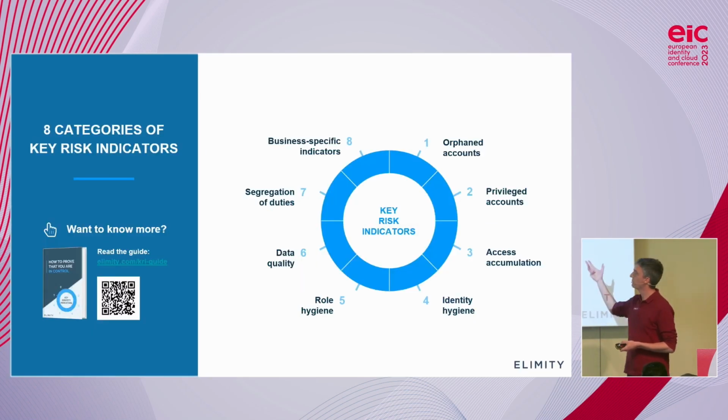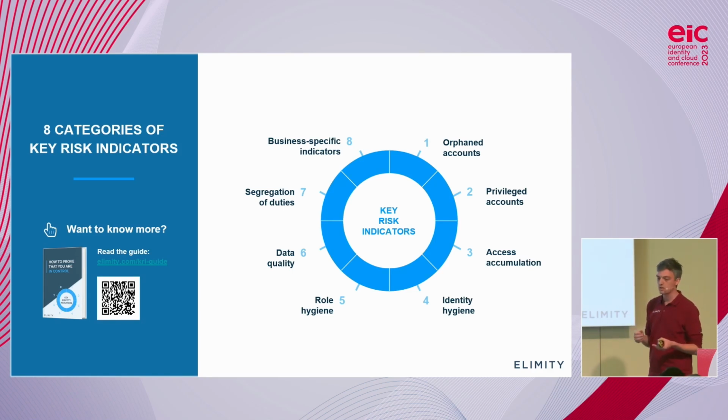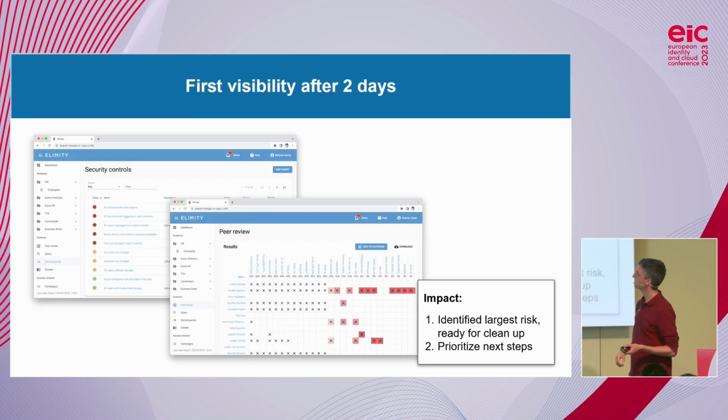And those controls, we typically focus on 8 categories of what we call key risk indicators. So it's depending on the maturity, orphaned accounts is a very, very important one first. But then it covers also privileged accounts, access accumulation, some identity and role hygiene, and business-specific indicators, of course, as well. I can give a presentation of 1 hour on these topics by itself. If you're interested, take a screenshot or a photo, and take a look at the QR code. It contains the full guide.